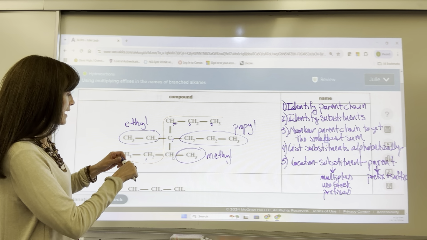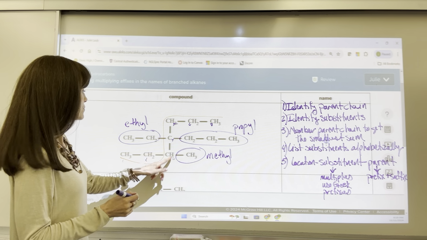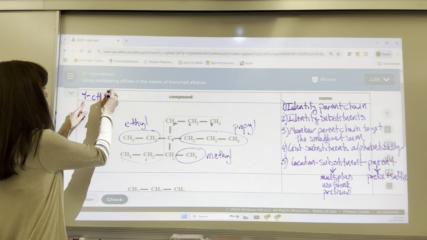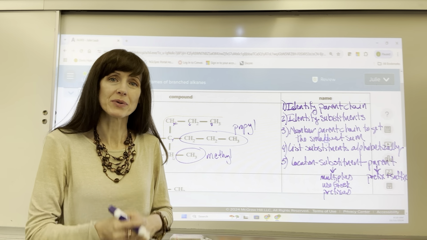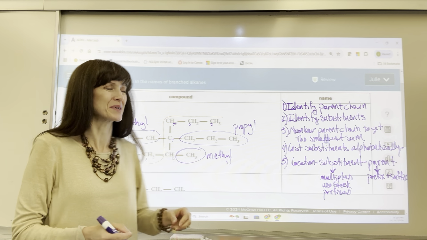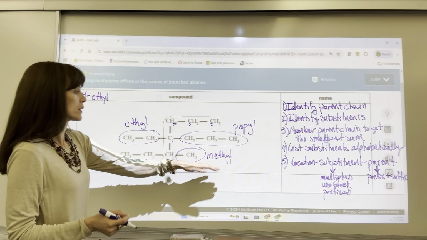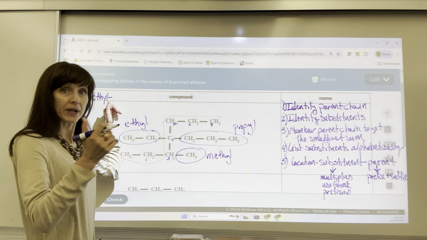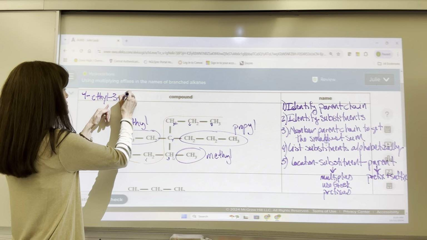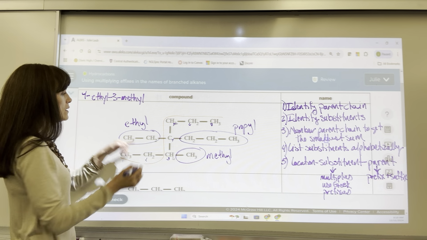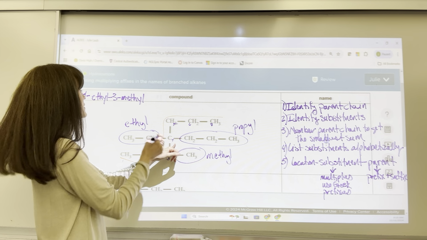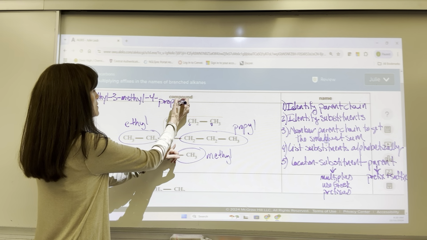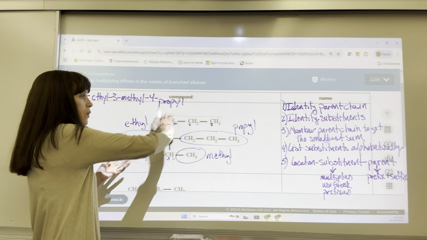So my ethyl was at the number 4 carbon, 1, 2, 3, 4. So this will be 4-ethyl. Just a reminder, we use dashes between numbers and letters, commas between numbers and numbers. 4-ethyl. Then I'm going to go to my methyl group, which is at the 1, 2, 3. So dash, separating my letter and my number, 3-methyl. Now we're going to go to the propyl, that was on the 4 carbon, dash, 4-propyl.